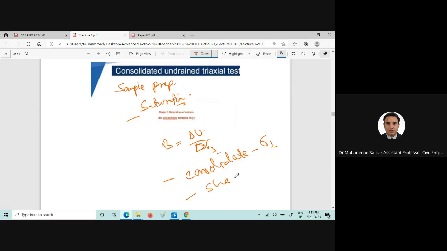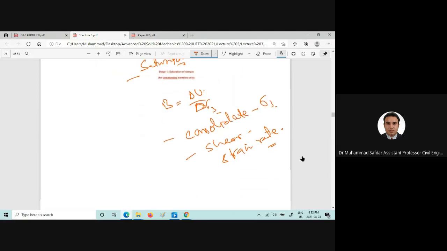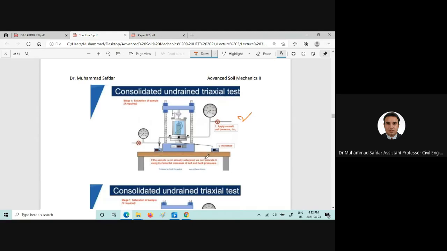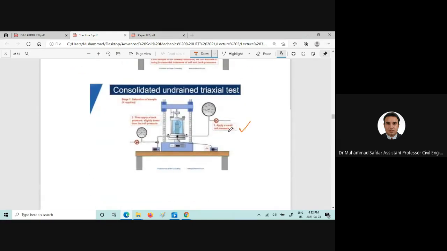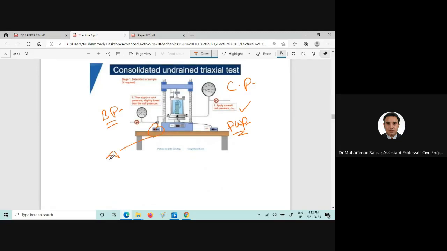Again, sample preparation, saturation. Then you need to check the B value, and then you will consolidate, and then you will shear with a certain strain rate. Then these pressures would be applied, cell pressure and back pressure. And this is the pore water pressure measuring device. And this is the back volume.